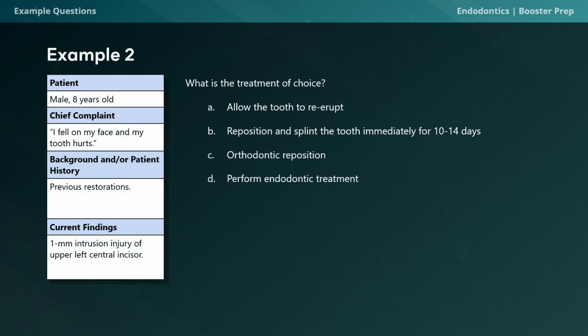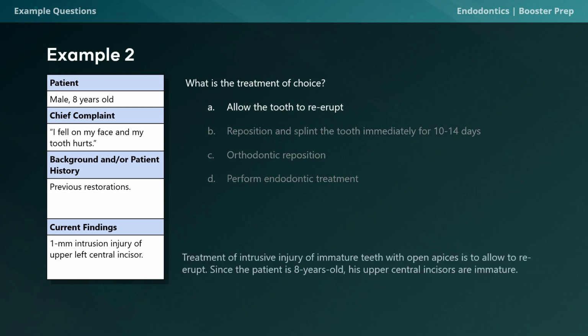So for our second question, we have an 8-year-old male with the following chief complaint. I fell on my face and my tooth hurts. We have no background on our patient history, and current findings indicate a 1 mm intrusion injury of the upper left central incisor. So the question reads, what is the treatment of choice? Pause the video at this point if you need. And the answer is A, allow the tooth to re-erupt.